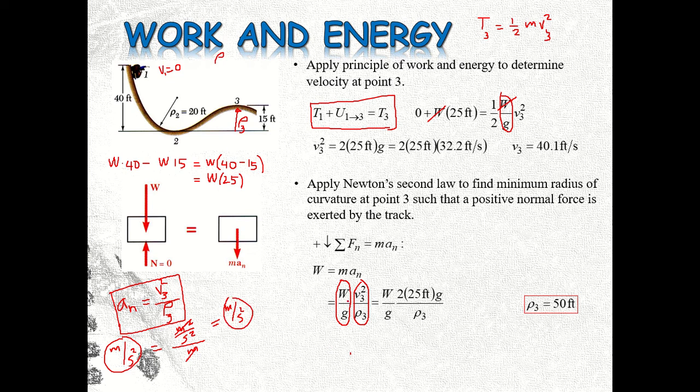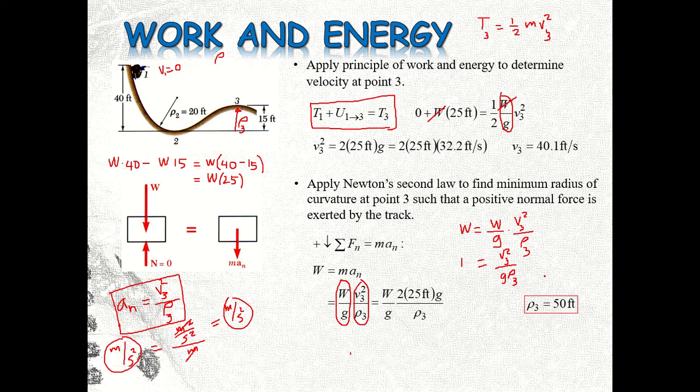Okay, so substituting. We have W, which is the weight, equal to mass, which is equal to weight divided by g, the gravitational acceleration, multiplied by v sub 3 squared divided by rho 3. Then on both sides you have W, so W divided by W is 1, and the right side becomes 1. On the other side you have v sub 3 squared divided by g times rho 3.